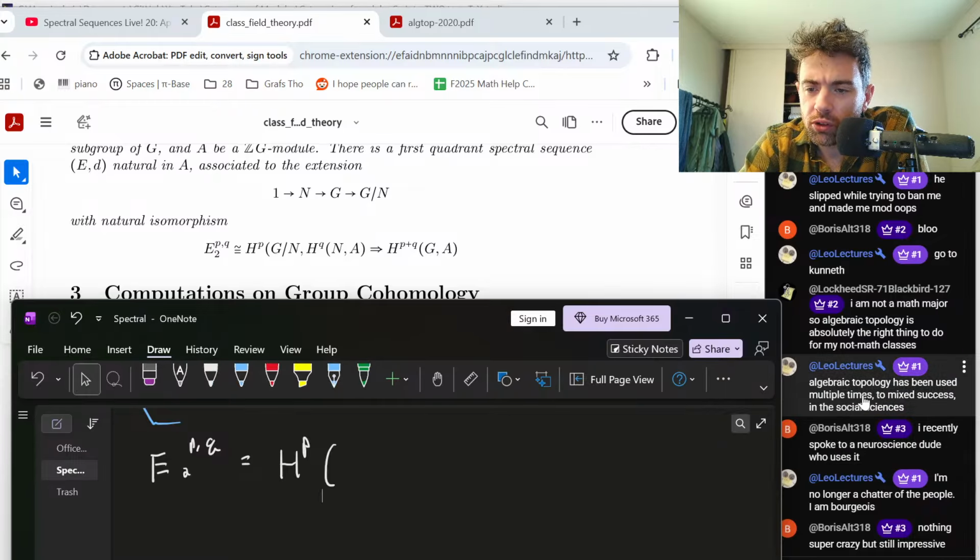Algebraic topology has been used multiple times with mixed success. Oh, I missed a comment here.